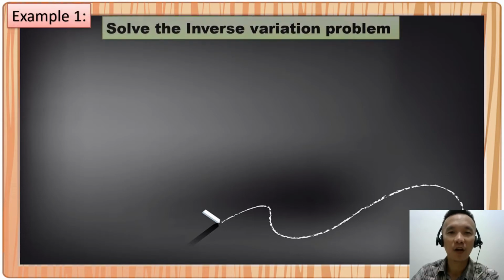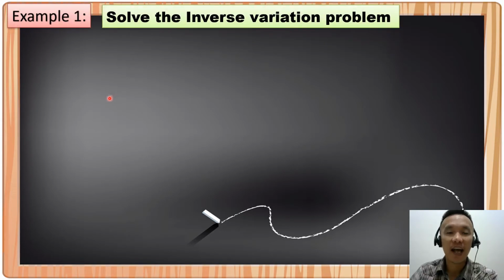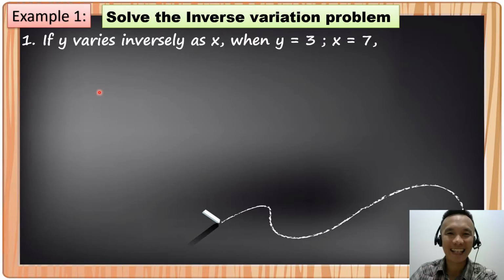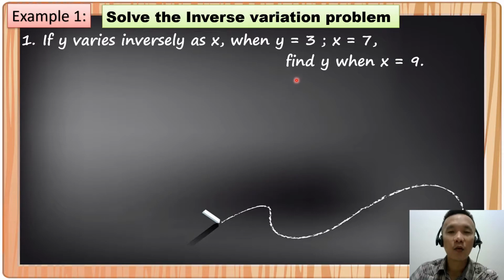Now since we are already done with writing the formula, we can now try to solve problems involving inverse variation. So let's have our first example. If y varies inversely as x, when y is equal to 3 and x is equal to 7, then we are going to find y when x is equal to 9.